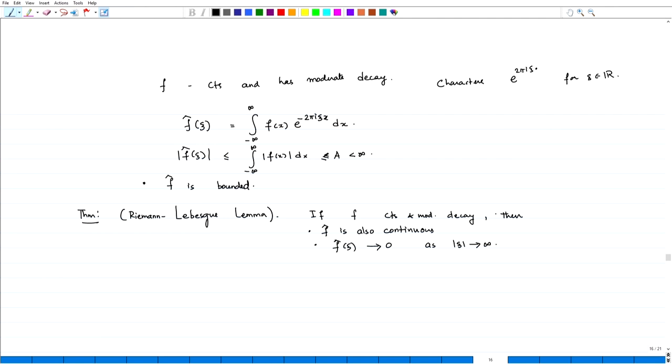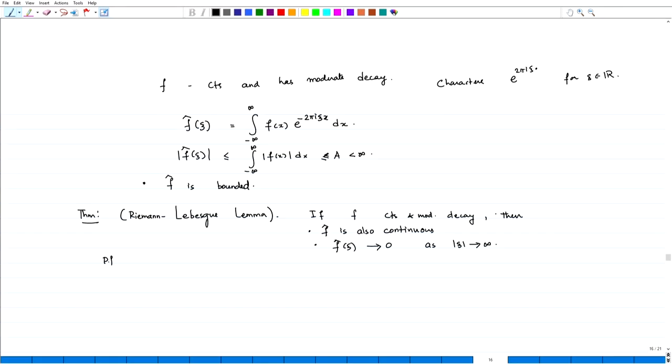Just like in the case of the Fourier series, if we have a Riemann integrable 2 pi periodic function, then the Fourier coefficient will go to 0 as mod n goes to infinity. So, the proof will ideally follow the same idea that we employed there. So, this is the integral from minus infinity to infinity of f of x minus 1 by 2j, e to the power minus 2 pi i j x, for j not equal to 0. Because we are interested in mod j going to infinity, we are not bothered about j equal to 0. For large j, we can talk about 1 over 2j.